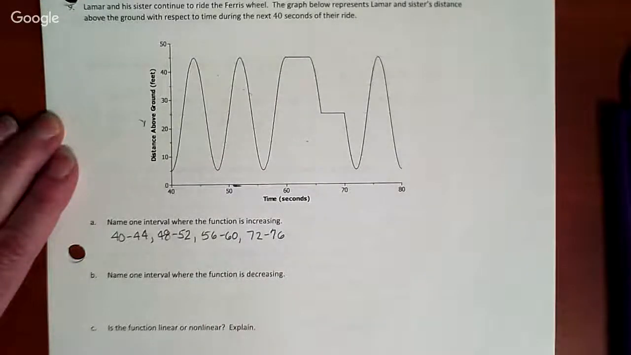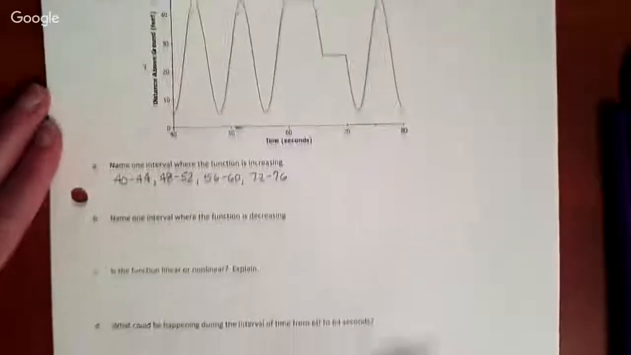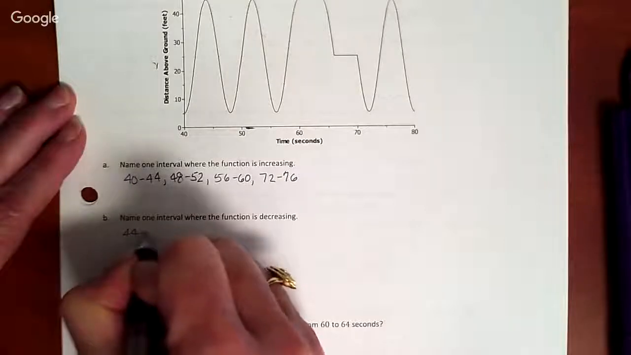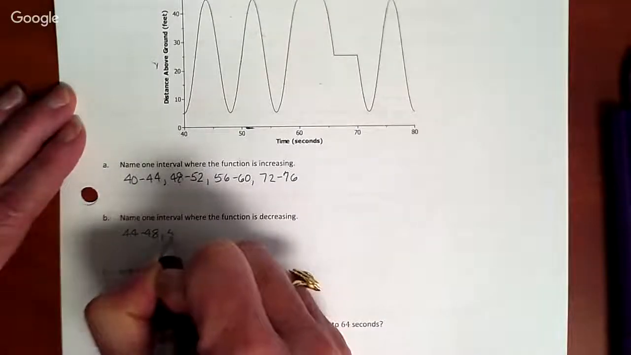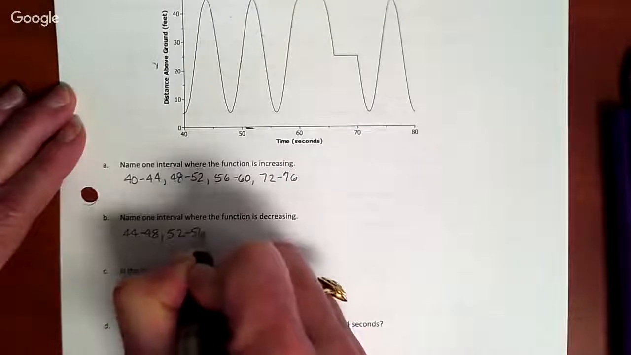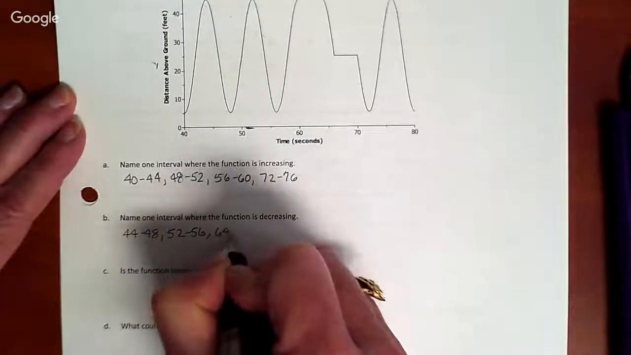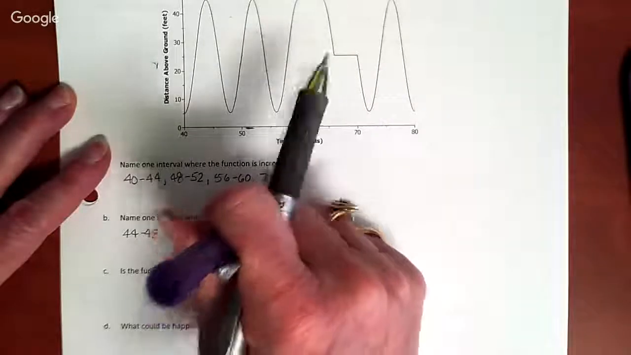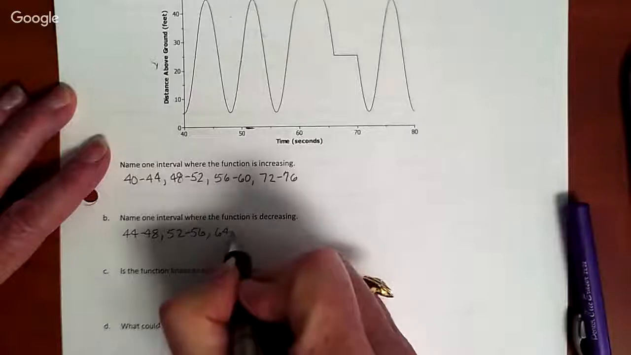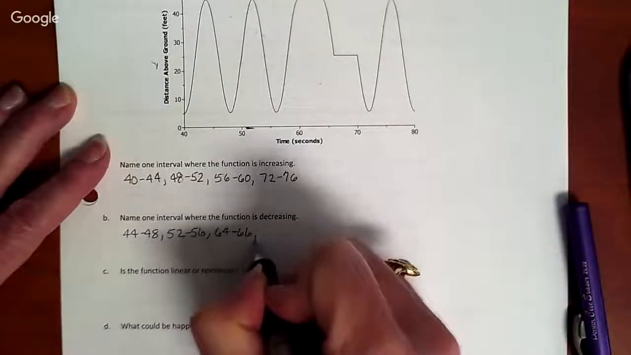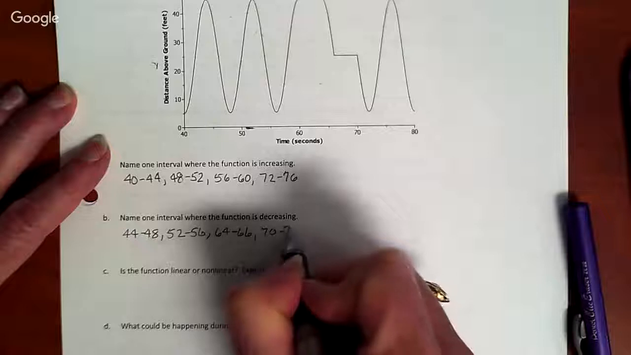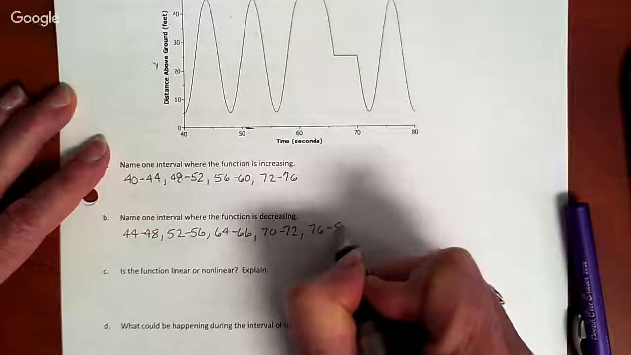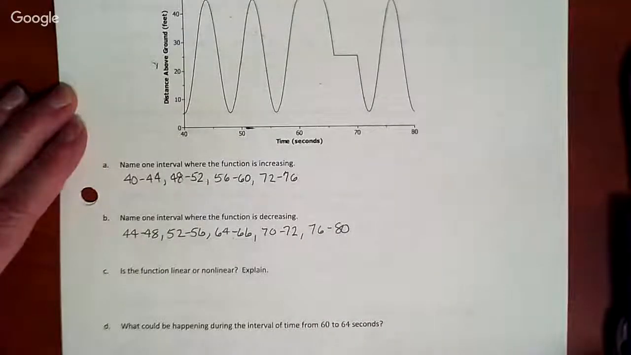Let's name one interval where the function is decreasing. Again, I'm going to name a few of those as well. We have 44 to 48, 52 to 56, 64 to 66, 70 to 72, 76 to 80. So is the function linear or nonlinear?